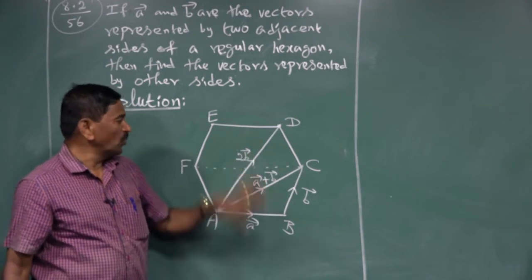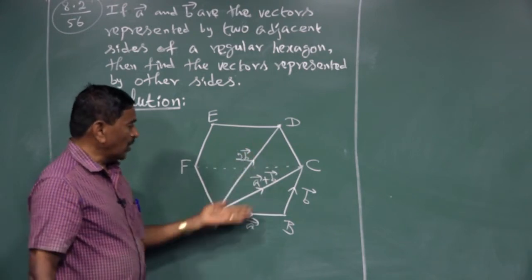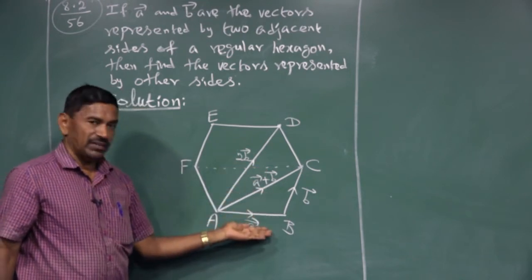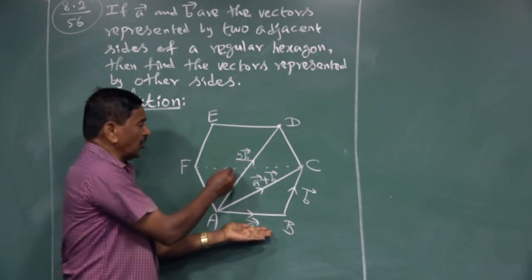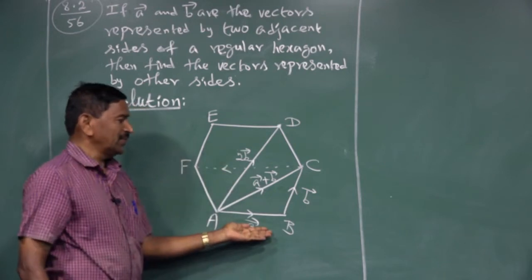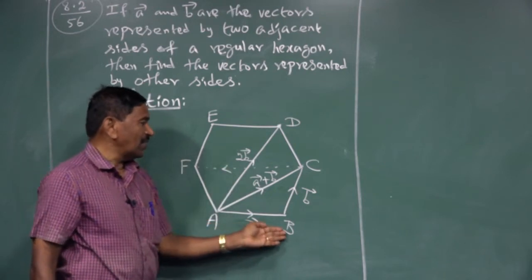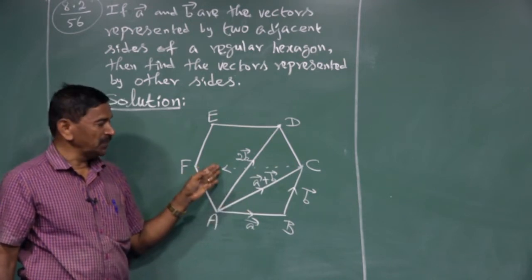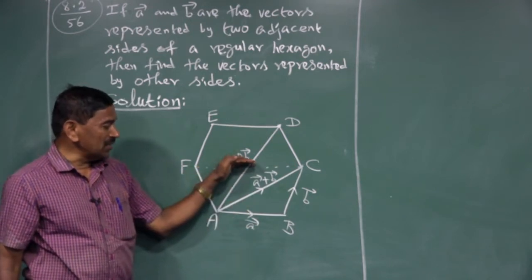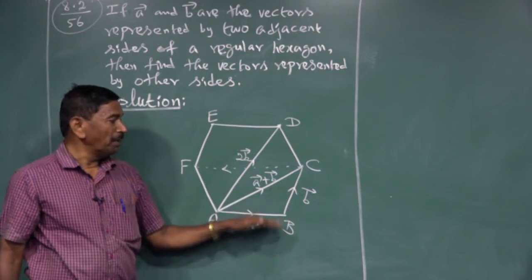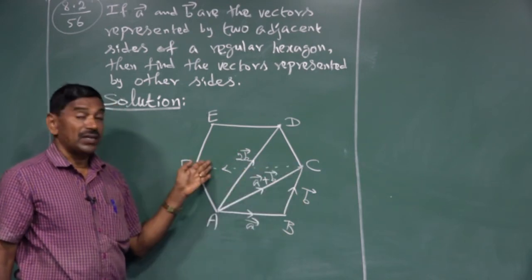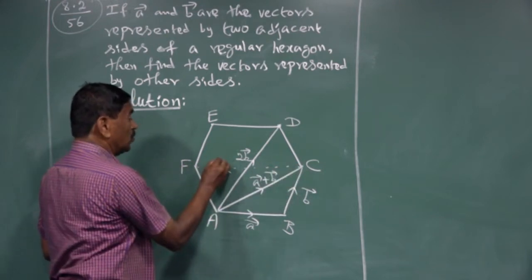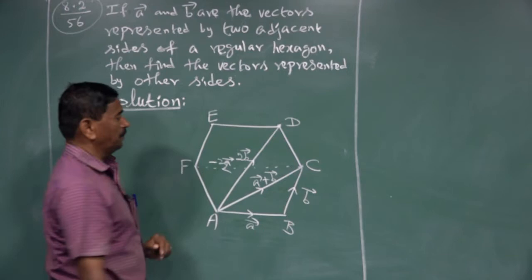Similarly, now CF vector is twice AB vector. Can you tell me what is CF vector? Here AB vector and CF vector are opposite in direction. Therefore CF vector is twice AB, but since they are opposite in direction, CF vector is equal to minus 2A vector. Okay. Next.